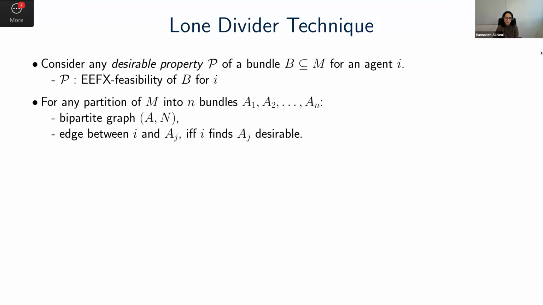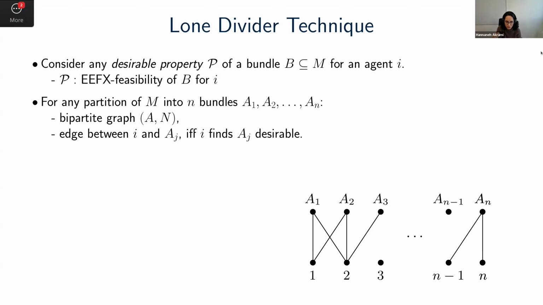Now, for any partition of M into n bundles, A1 up to An, consider the following bipartite graph. On one part, we have the bundles, A1 up to An, and on the other part, we have the agents, 1 to n. So these are the nodes of the graph, and then there exists an edge between agent i and bundle Aj if agent i finds this bundle Aj desirable according to the property P that we set initially.